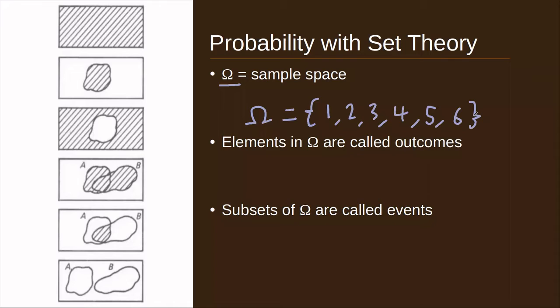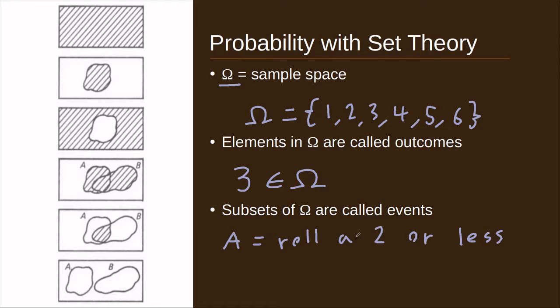And any element in omega is called an outcome. So for instance, if we're talking once again about a 6-sided die, the outcome 3 would be one element that exists inside of our sample space. And subsets of our sample space are called events. So for instance, we could define an event A to be that we roll 2 or less. Then this would be a subset of our sample space, or more specifically, it would be the subset that contains the outcomes 1 and 2.